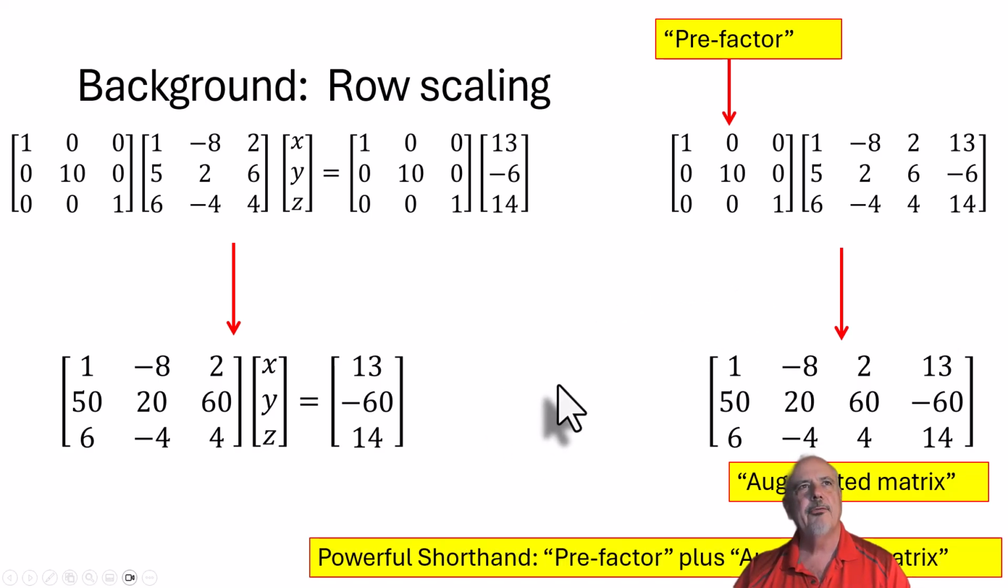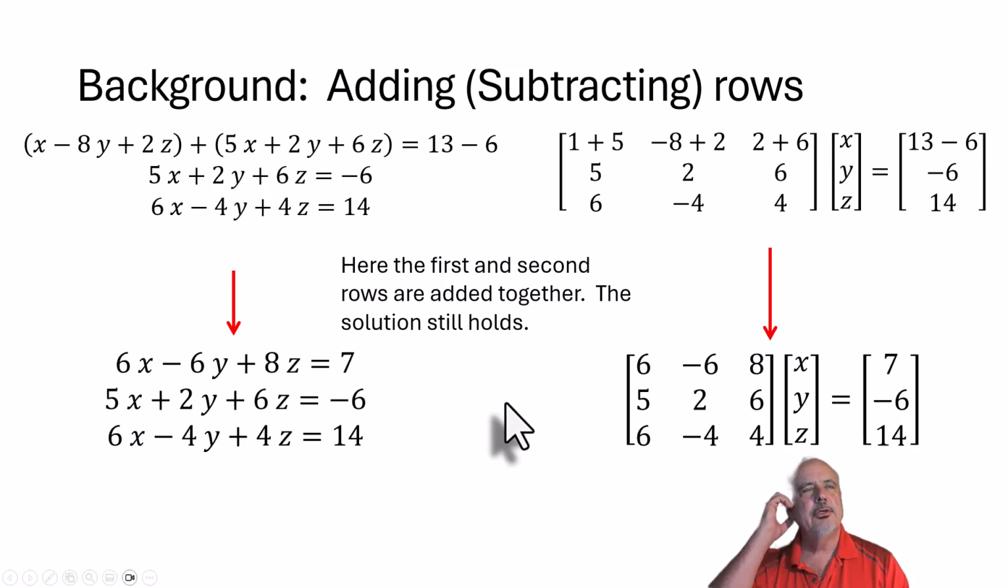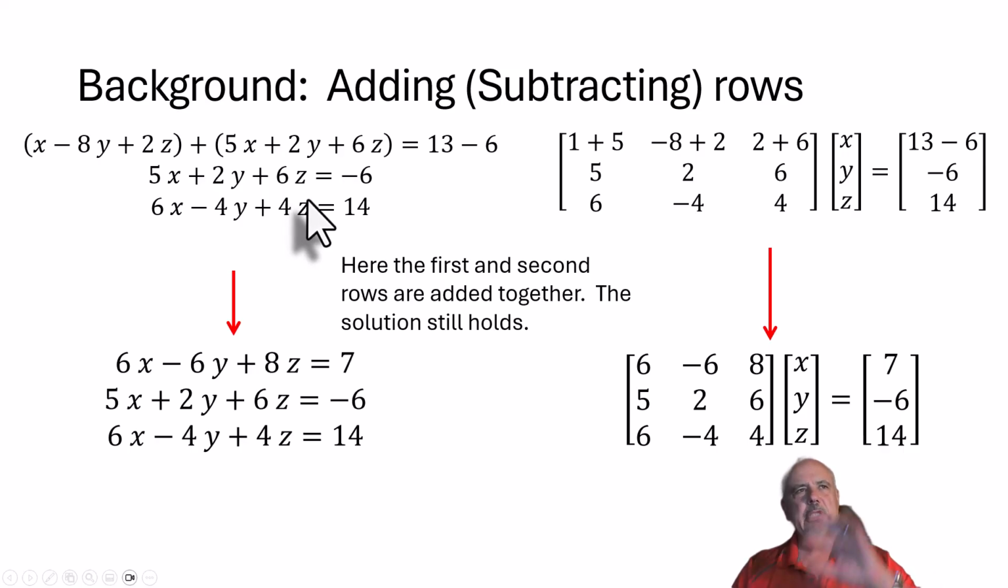So again, very powerful. We could just add or subtract rows, same kind of thing. So I'm going to add the first and second rows together and see how that looks. Again, just spread out here, it's a little bit chaotic, even with the parens. If I do it in terms of the matrix form, very nice form there.